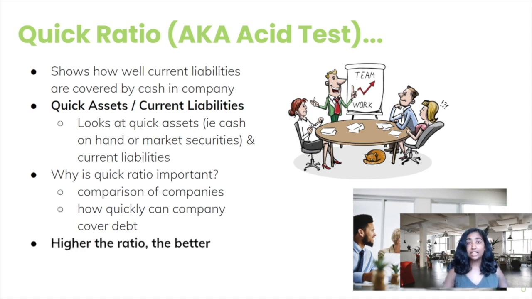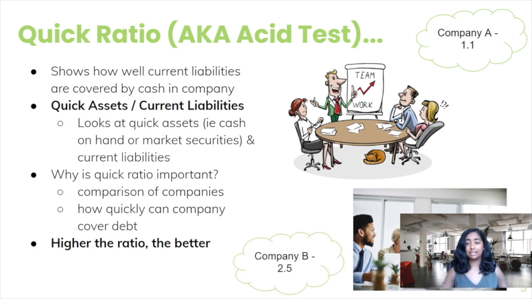The higher the ratio, the better a company's liquidity and financial health, and the lower the ratio, the more likely the company is going to struggle with paying debts. Here's an example. Let's just say that company A has a quick ratio of 1.1, while company B has a quick ratio of 2.5.